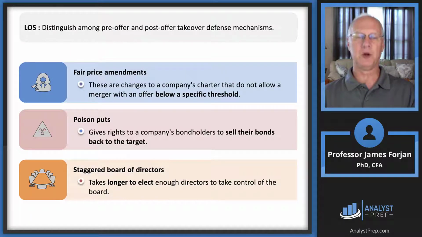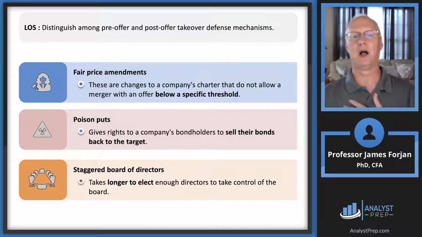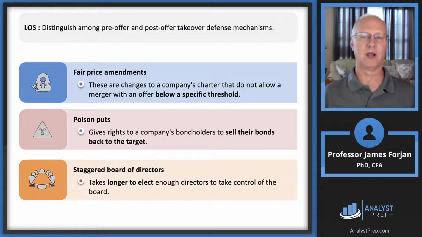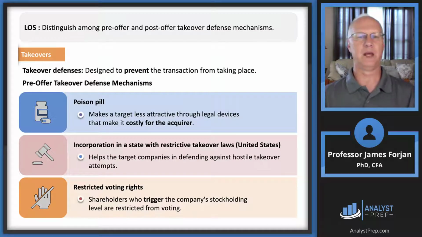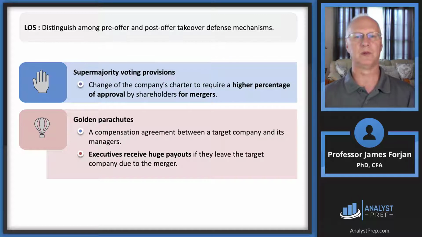And then a poison put gives the bondholders. So now, what did I say earlier? You were the shareholders, but now you're the bondholders. And so what you can do is you can sell your bonds back to me as the target executive at a super premium. I easily found tons of firms that had poison pills, but I didn't find many firms when I was writing my dissertation that had poison puts.